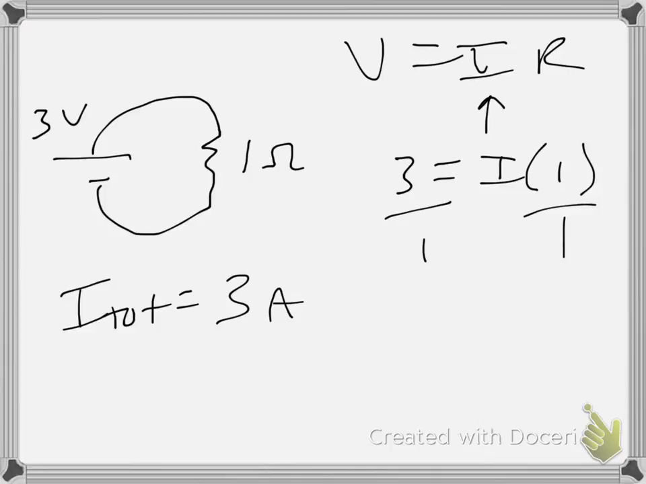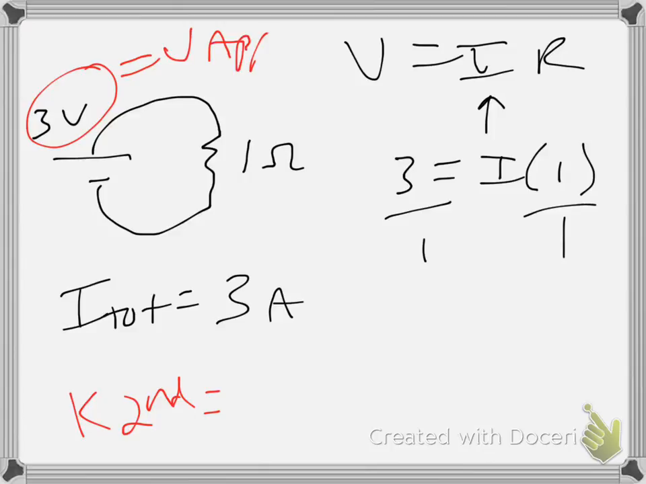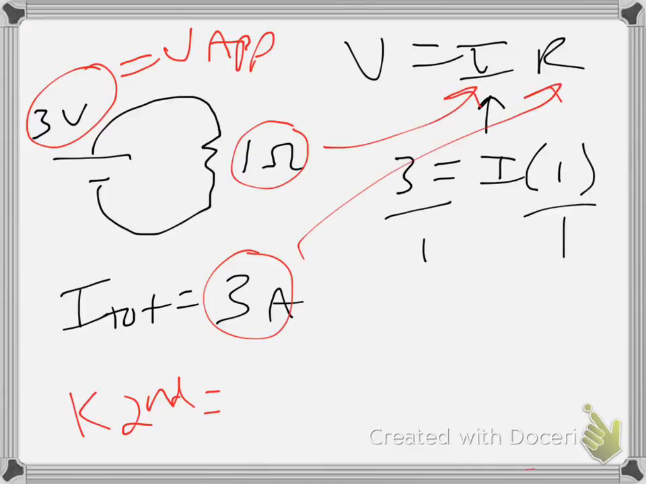What also needs to be realized is Kirchhoff's second rule. Kirchhoff's second law says that the applied voltage has to equal the voltage across any resistor, or the sum of voltages across all your resistors. So I only have one resistor, so the voltage across that better be 3. And it is. My current is 3, my resistance is 1, 3 times 1 is 3. So there's 3 volts across that resistor. So all of my voltage is used up.